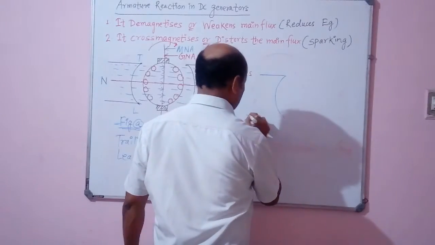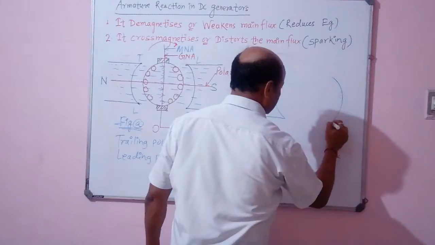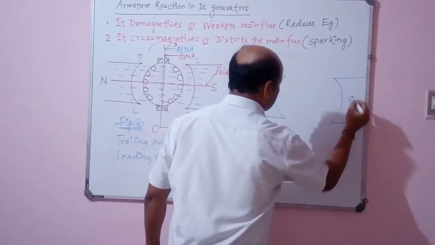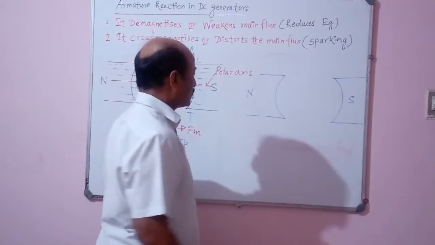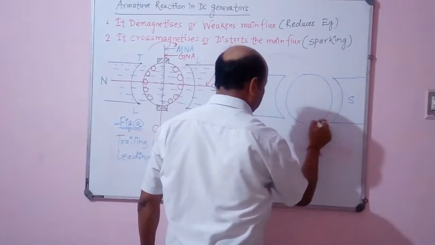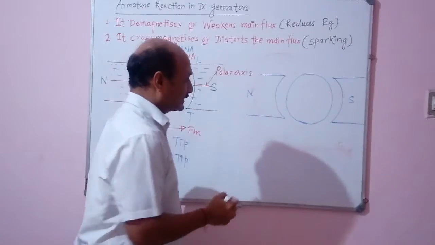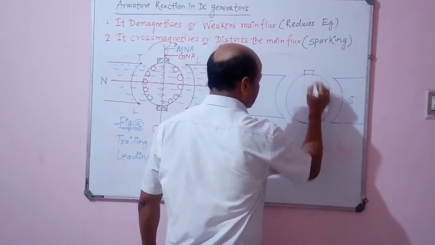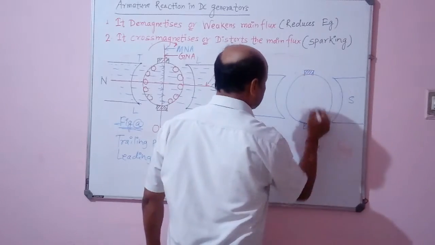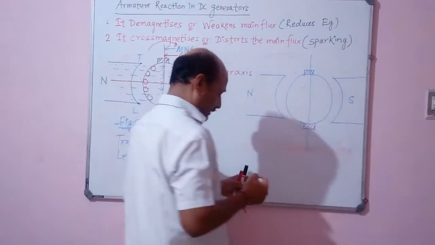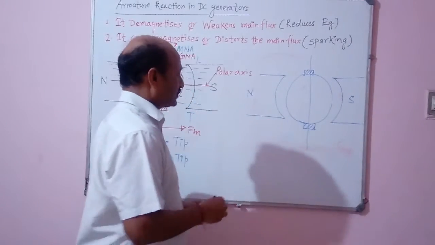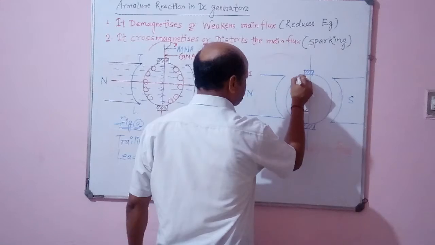Now again I am drawing the same bipolar diagram, which consists of 2 poles, and this one is the armature. Now assume that the armature conductors carry only current. The armature conductors carry only current and there is no magnetic field. So these are the armature conductors.